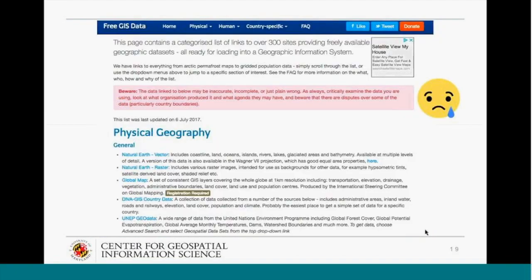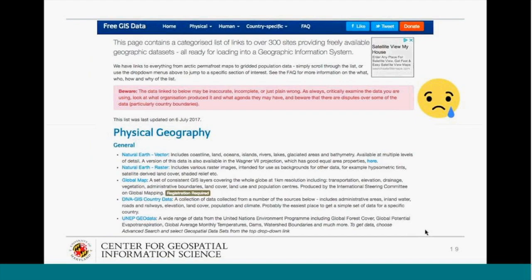So let's go to another .com. This is freegisdata.com. This one, sorry, only gets the sad face. It is possible to find good things on here if you dig a lot, but there is typically a lot of junk on these websites and a lot of things that you really just can't rely on because they've gone through many, many different transformations.